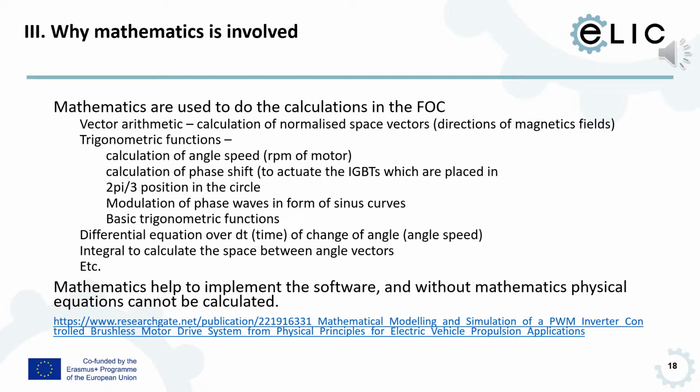For instance, vector arithmetic. The program uses calculation of normalized space vectors, which students learn in school, I think. There are a number of trigonometric functions used in this program: calculation of angle speed, calculation of phase shift, to actuate the switches in 120-degree position. In this case, it's mentioned with the pi. 2 pi, 1/3 of 2 pi is actually 120 degrees. Modulation of phase waves in the form of sine curves and basic functions.